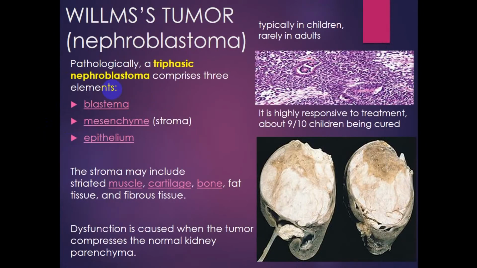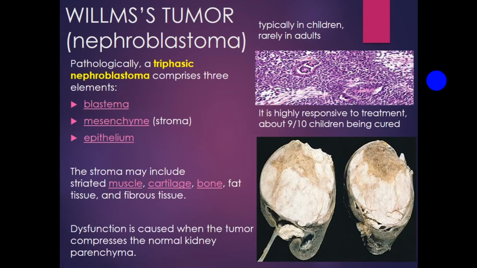And you should know about Wilms' tumor, nephroblastoma, typically in children but rarely appearing in adults. Here you can see a histological picture of this one, but this case is highly responsive to treatment, and about 9 from 10 children can be cured.